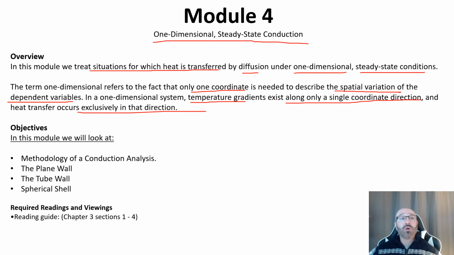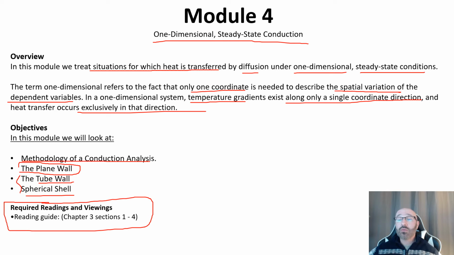Within this module, we're going to take a look at the methodology of conduction analysis. Then we're going to break it down into the first section of this module, looking at just the planar wall. In the second section, we're looking at some of the radial systems, in particular our tube wall and spherical shell. For related readings in our textbook, read along chapter 3, sections 1 through 4.